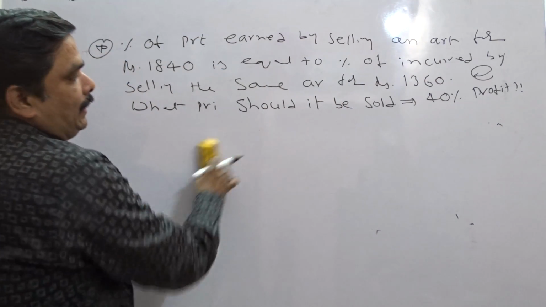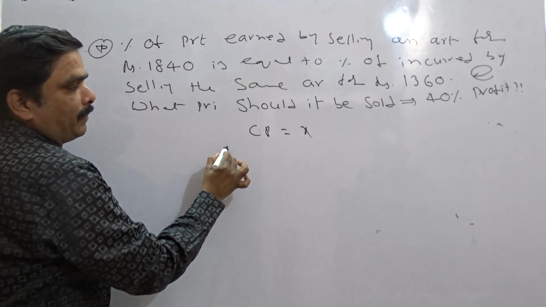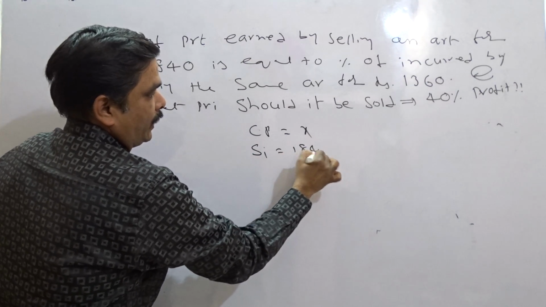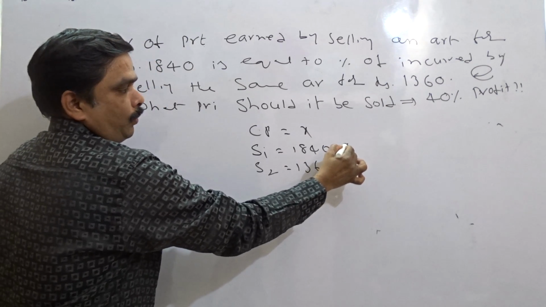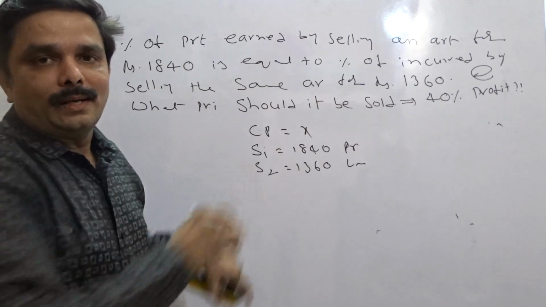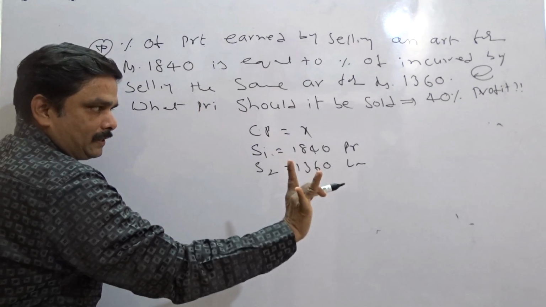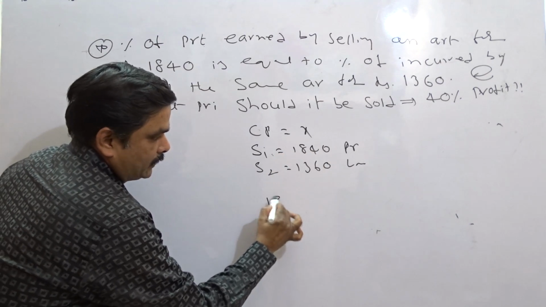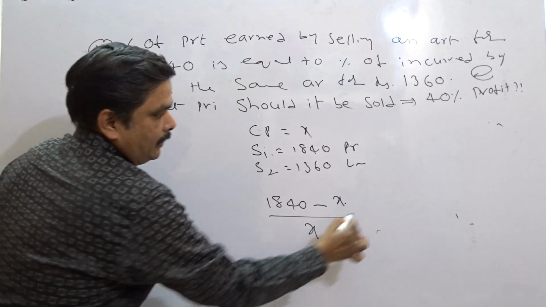Take the cost price as X. Now in this case, selling price 1 and selling price 2 they have given, right? Selling price 1 is 1840, then selling price 2 is 1360. In this case, this is profit, and of course, this is loss. They have given that in both the cases, percentages are same. How to go for this one? In the first case, profit percentage I am taking. Profit percentage is net profit divided by cost price into 100. Net profit is selling price minus cost price, divided by cost price X, into 100.